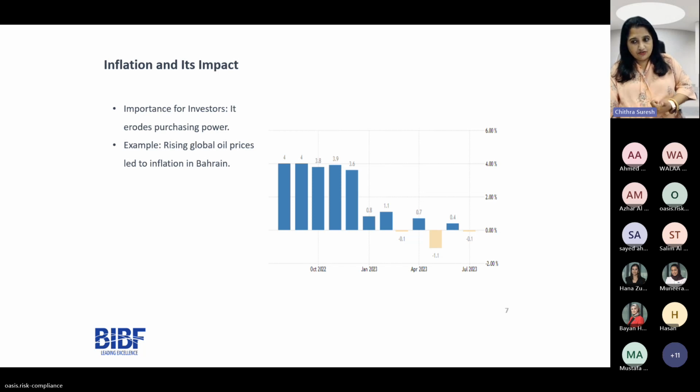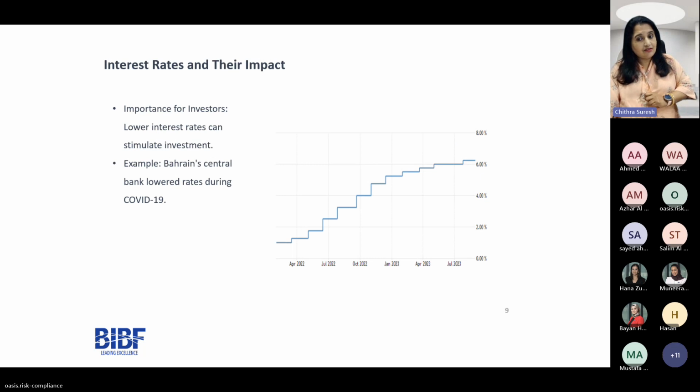Inflation influences interest rates, and central banks often adjust them in response to inflationary pressures. So when inflation rises, the central bank may increase interest rates so that spending is curbed, and that will eventually lead to a fall in the rate at which the prices are rising.